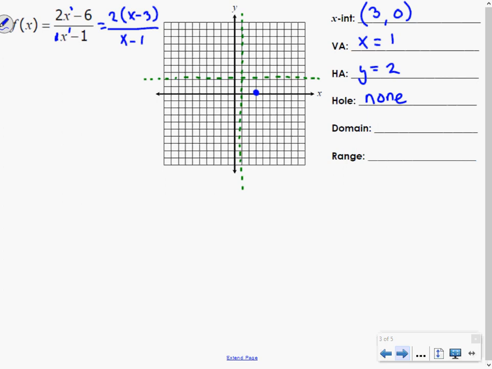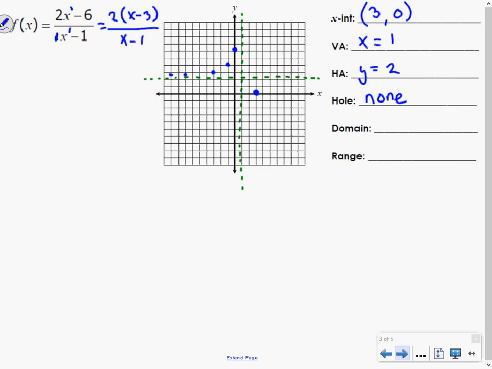So I'm going to plot negative 9, 2.4. I'm going to plot negative 7, 2.5. Negative 3, negative 3, positive 3, negative 1, 4, and 0, 6.